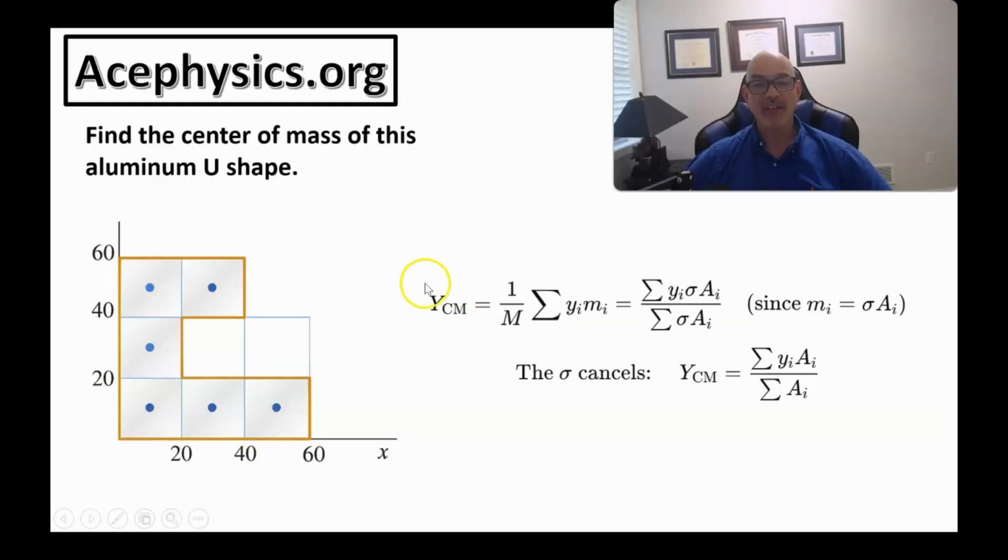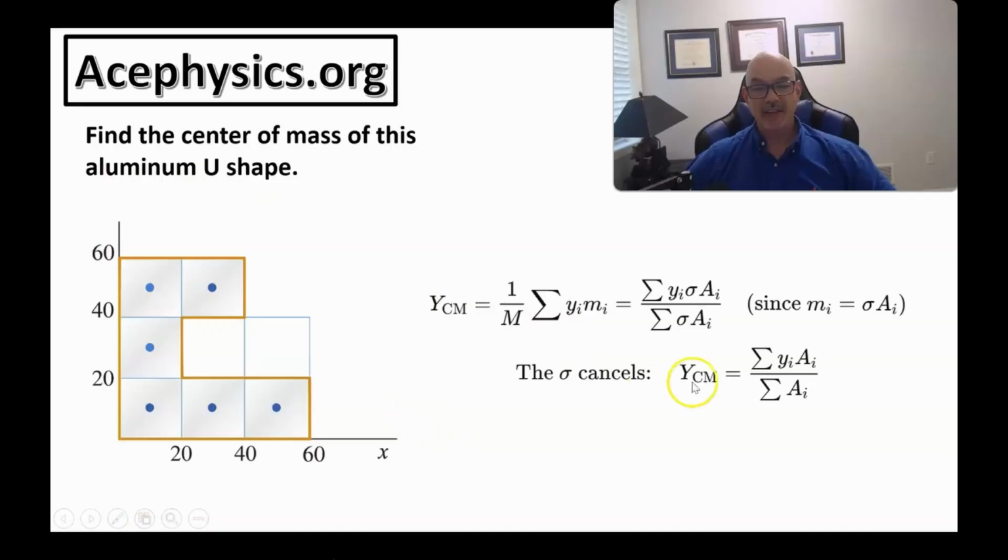The position of the y center of mass is given by 1 over M times the sum of y_i m_i. y_i is the y position of each one of these individual metal square plates, and m_i is the mass of each individual plate. Mass is equal to sigma times A, where sigma is mass per area. I can replace this little m with sigma A_i, and I can replace the big M with the sum of all the little m's. The sigma cancels on top and bottom.